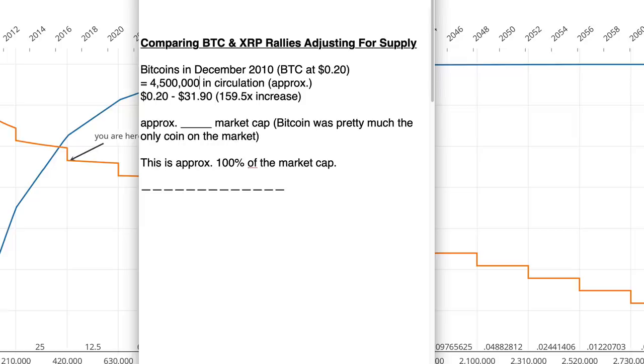And we did see an increase from 20 cents to $31.90, and that represents a 159.5 times increase. So what would that mean? What was the market cap of the crypto market in late 2010? Well, we can ultimately assume there weren't many other coins. If there were other coins, they didn't represent too much of the market cap. We're assuming Bitcoin takes up most of the market cap.